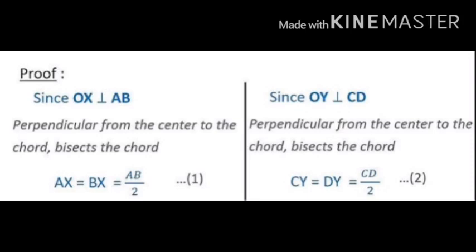Now the proof. Since OX is perpendicular to AB, perpendicular from the center to the chord bisects the chord, so AX is equal to BX is equal to AB upon 2. This is the equation number 1. Similarly, since OY is perpendicular to CD, perpendicular from the center to the chord bisects the chord, so CY is equal to DY is equal to CD upon 2. This is the equation number 2.